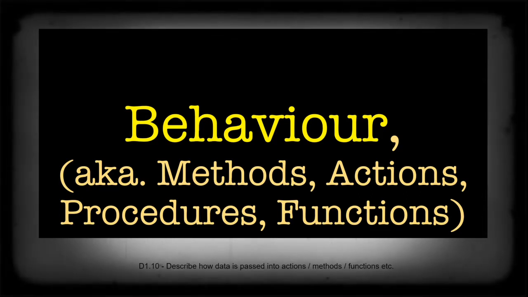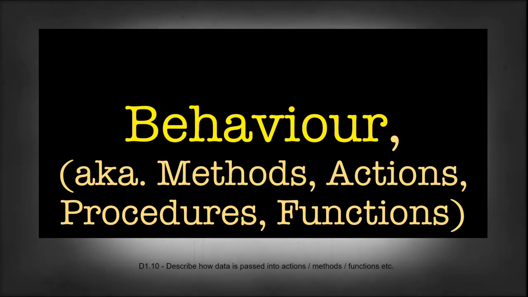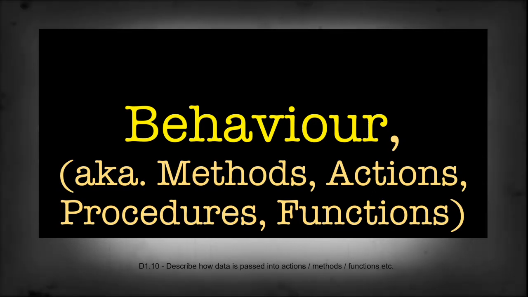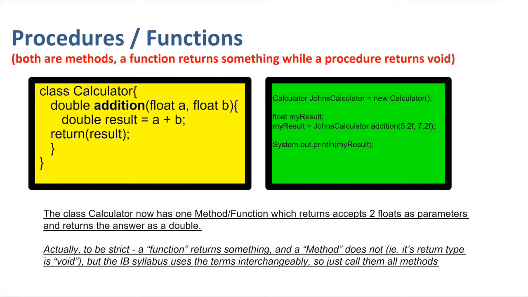Behavior is also known as method, action, procedure, function, subroutine, and it means a small block of code, or maybe a large block of code, which defines an action that an object can do. Here's an example. We looked at this before. There's a function called addition in this calculator, and I can use that to add up two numbers.